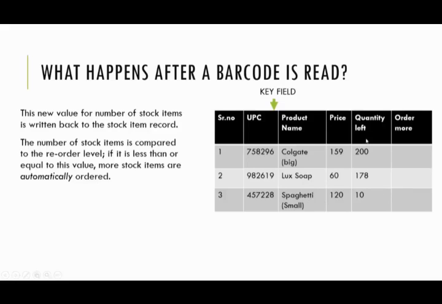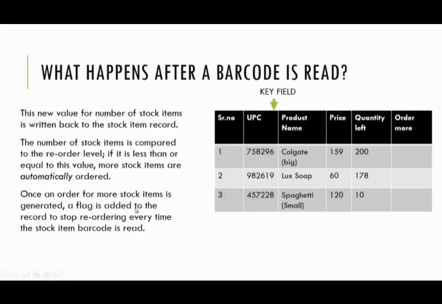The product quantity is updated every time one product is sold. The quantity is updated, and then there's a condition on it. Maybe the same condition applies to all the products, or maybe a different condition for different products. So for this soap, it says that when the quantity is less than 100, order more. For this product, when the quantity is less than 50, order more.